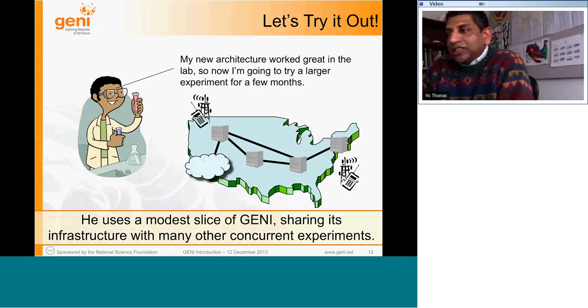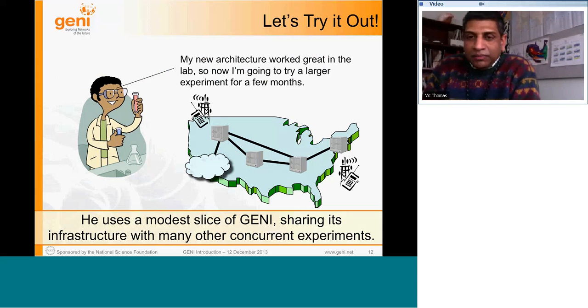So he comes to GENI and gets resources from different locations. He might get resources at a campus with a WiMAX base station, perhaps some cloud computing resources, some compute resources, and he connects them up into a topology. He installs his experimental software at these various locations, and he tries out his experiment. He might start with a slice with a small number of resources.